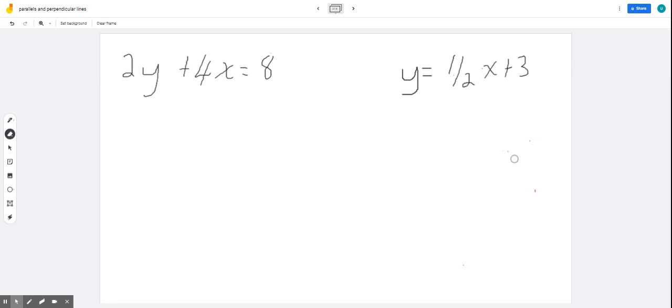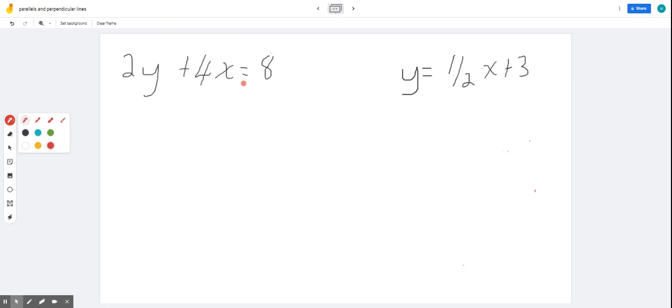So hey guys, in today's lesson, we're going to be looking at parallel and perpendicular lines, identifying when two lines are parallel or when they're perpendicular. So we have two lines here, 2y plus 4x equals 8 and y equals half x plus 3. And we're asked to test to see if they are parallel or perpendicular. And remember, it's all about the gradient.